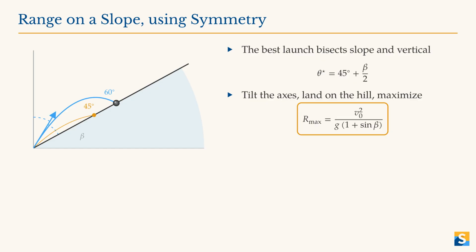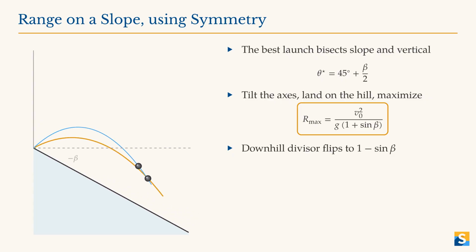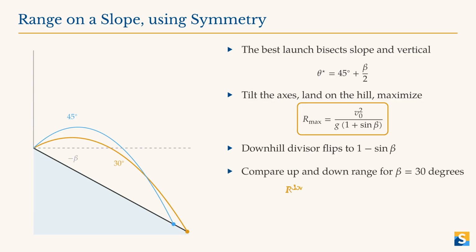Now, swing the same cannon around and fire down the slope instead. Watch the ground sweep below level. The geometry flips the sign of beta, and the divisor becomes 1 minus sine beta. On a 30-degree grade, the ratio of the two ranges is 3, exactly. Same cannon, same powder, 3 times the reach, purely from choosing which way the hill runs.